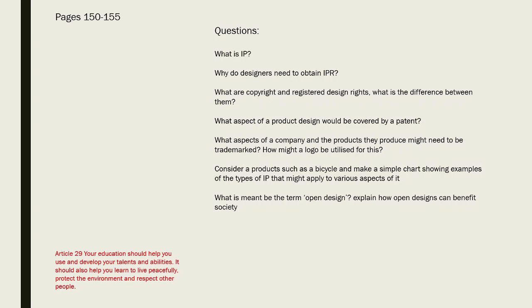So something like a bike, it might be the mechanism for how the chain works, it might be a design of the frame, it could be a particular seat, it could be any sort of handlebar design, anything like that. And then, what is meant by the term open design, and explain how open design can benefit society.